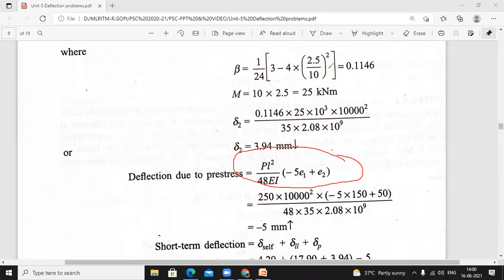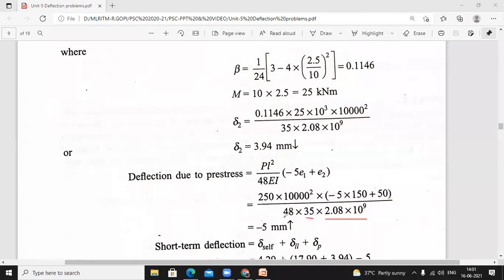Okay. So now substitute the values. What is P? 250 kilonewton. L is 10,000. And minus 5 E1. E1 is nothing but the central eccentricity, 150 mm. And E2 is the end eccentricity at support, 50 mm. Divided by 48 into EI. E is 35 and I is 2.08 into 10 power 9.